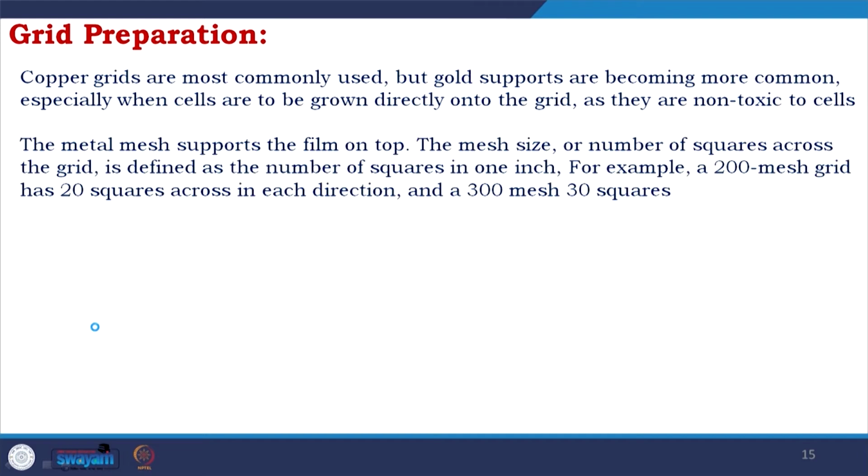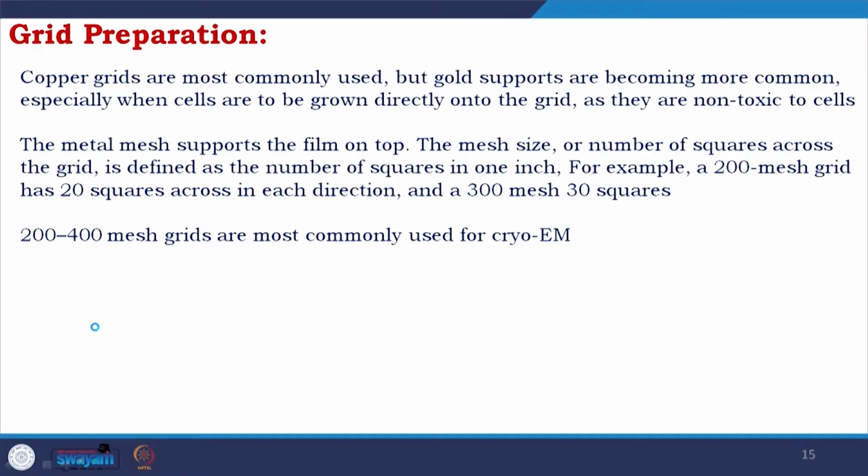The metal mesh supports the film on top. The mesh size, or number of squares across the grid, is defined as the number of squares in 1 inch. For example, a 200 mesh grid has 20 squares across in each direction and a 300 mesh has 30 squares. In that way they are sections, so that you could understand the position where you put them and record that. 200 to 400 mesh grids are most commonly used for cryo-EM.